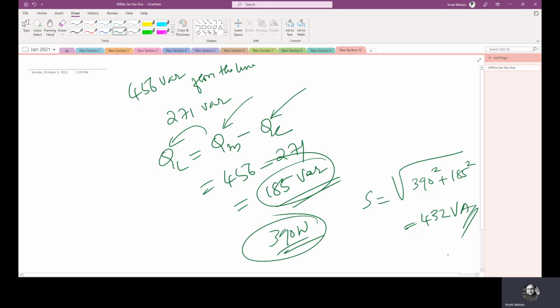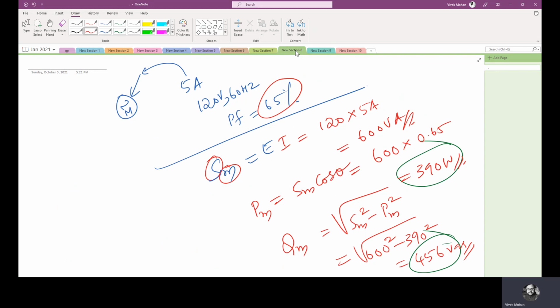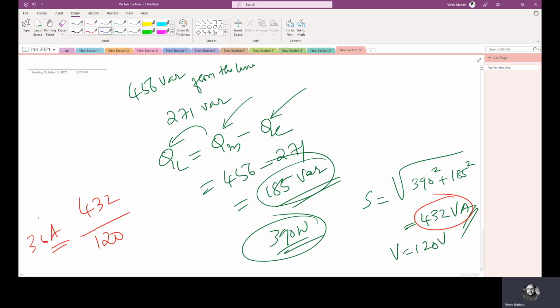Now what is the new line current? The voltage has not changed. V equals 120 volt. What is your apparent power now? 432 volt amps. So 432 divided by 120 will give you the new line current, which is 3.6 amps. Now what is your conclusion? Earlier, what was your line current? Line current was 5 amps, right? Now it has dropped to 3.6 amps.